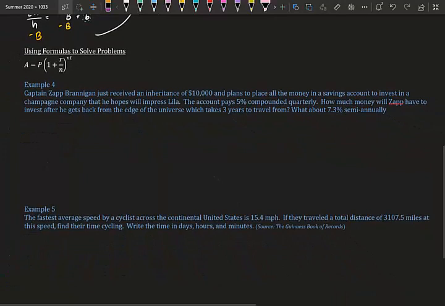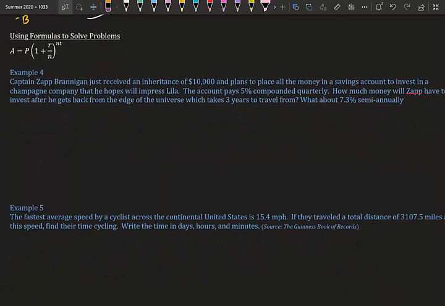All right, so we have A equals P times 1 plus r over n to the power of nt. So Captain Zapp Brannigan just received an inheritance of $10,000 and plans to place all the money in a savings account to invest in a champagne company that he hopes will impress Leela. The account pays 5% compounded quarterly. How much will Zapp have after he gets back from the edge of the universe, which takes 3 years to travel from? What about 7.3% semi-annually?